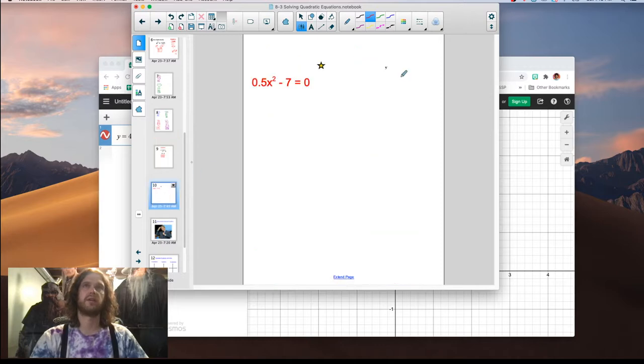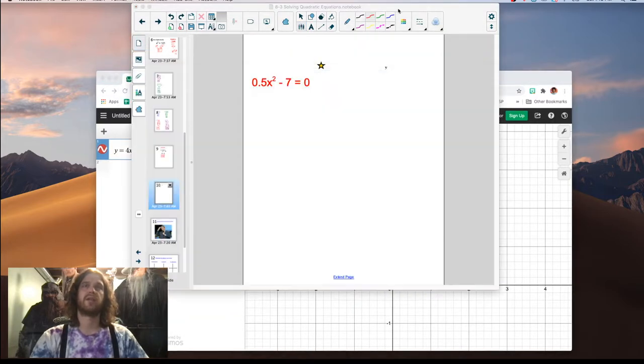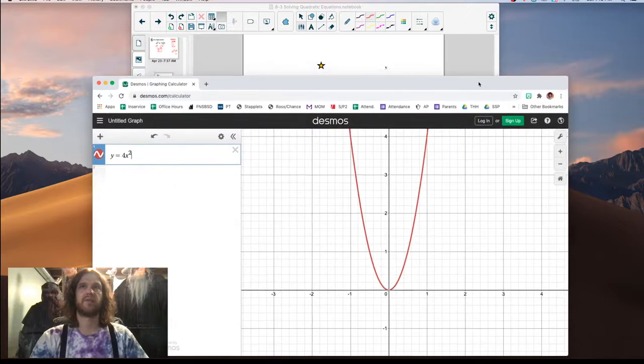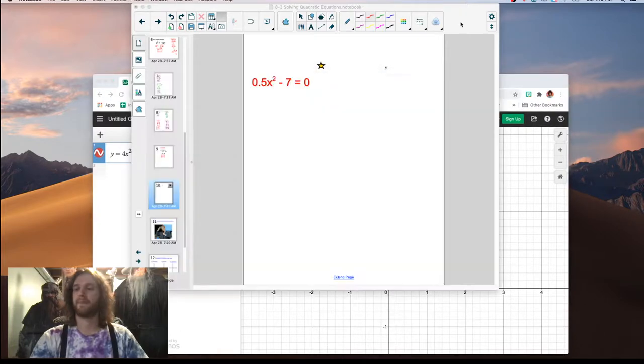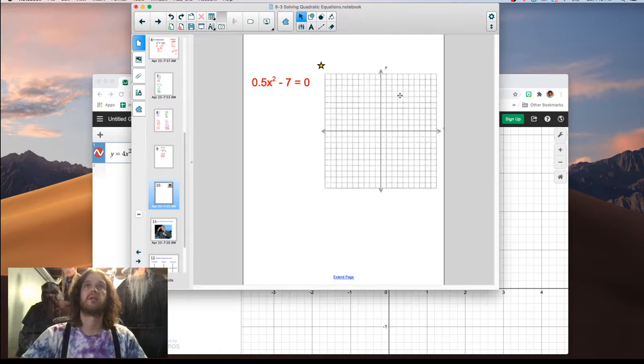Okay, so let's take a look at this last one. We're going to do it algebraically, and I think we'll check it graphically. I want you guys to try on your own, and then we'll take a look and do a little summation deal in the end. So let's take a look at this graphically.